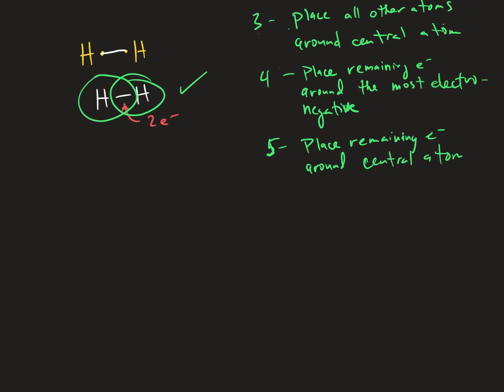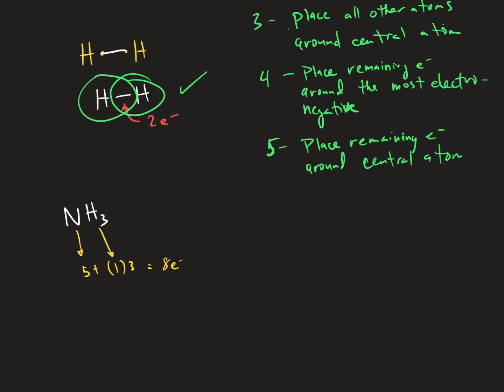Try a more difficult one. NH3, ammonia. This is the stuff used for cleaning, yeah? Okay, what's our first step? Count the valence electrons. How many does nitrogen have? 5. And hydrogen has 1, and there's 3 of them, so we multiply that by 3. That's a total of 8 valence electrons. 3 times 1, 3 plus 5, that's 8. Good?